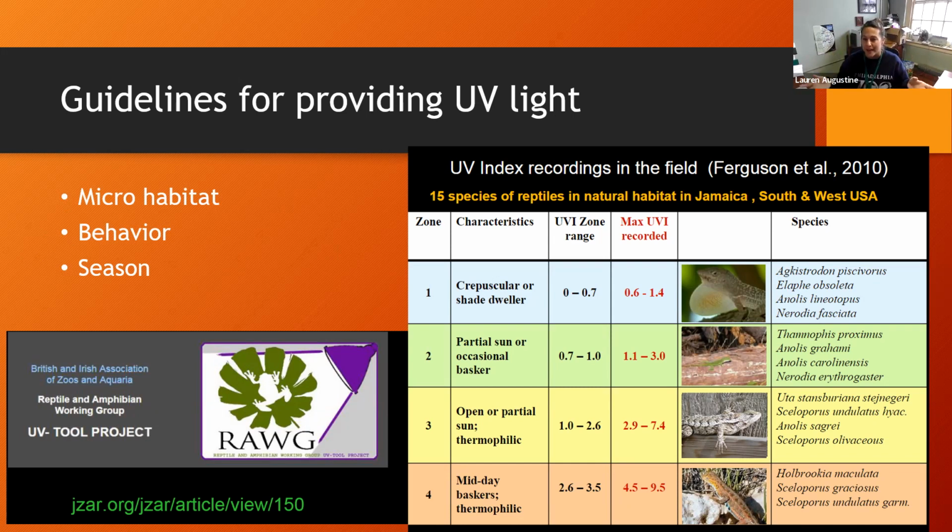You don't want to just blast these animals with heat or UV. We want to give them a gradient so they can select the level of UV or the level of heat that they are needing based on their status. If they're sick, they might want to be hotter.